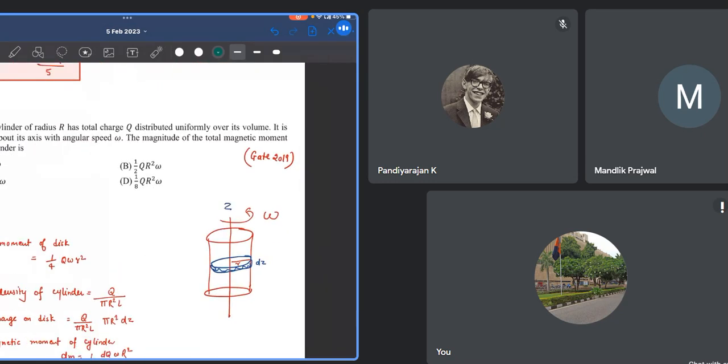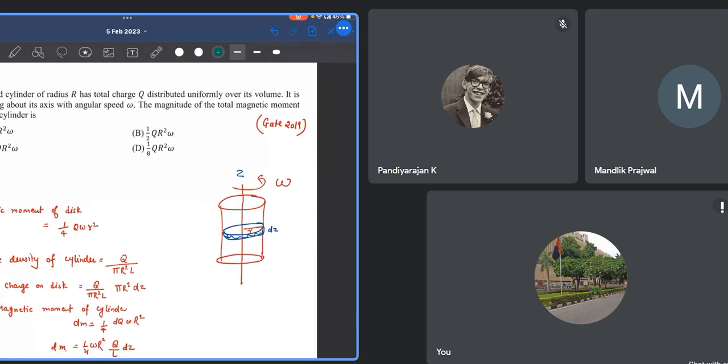This type of question was asked in GATE 2019, in which we are given a solid cylinder of radius r and total charge Q distributed uniformly over its volume. It is rotating about its axis with an angular velocity omega. The magnitude of the total magnetic moment of the cylinder is? Now we have been given a cylinder, so we can think of this cylinder as a combination of small disks.